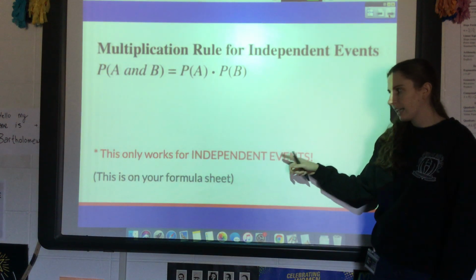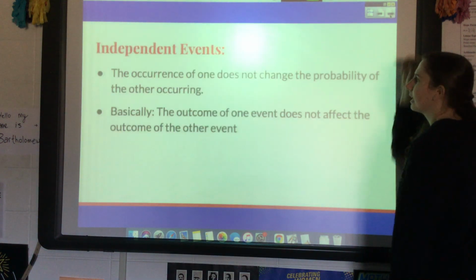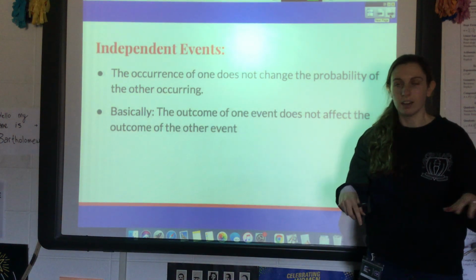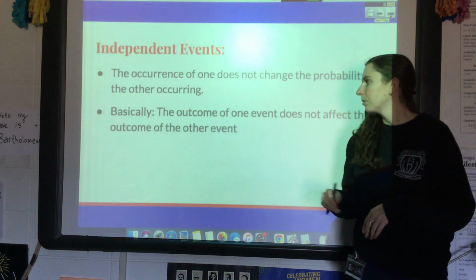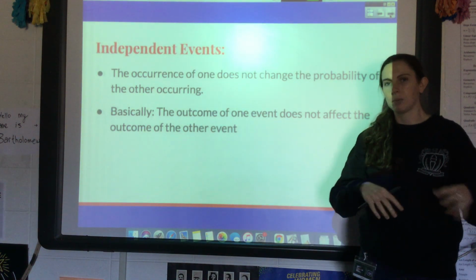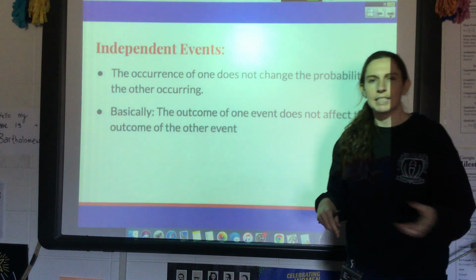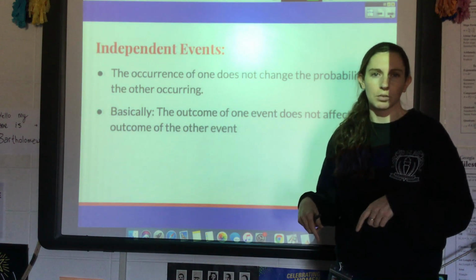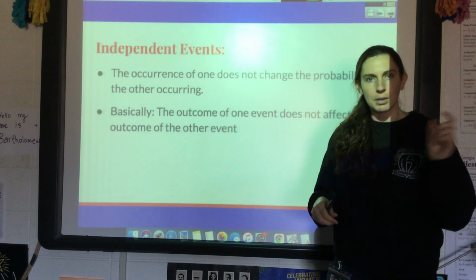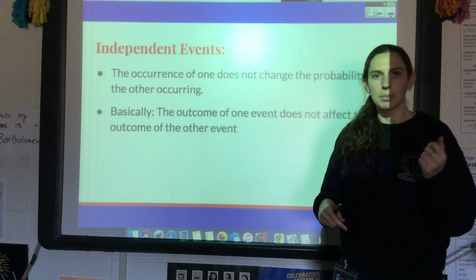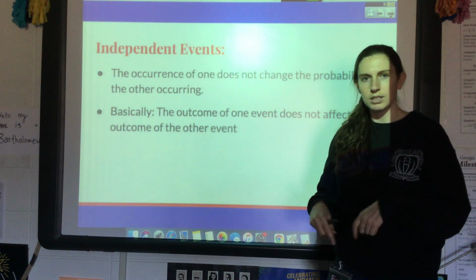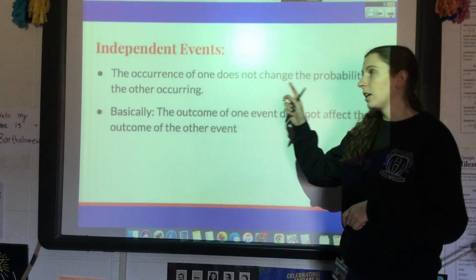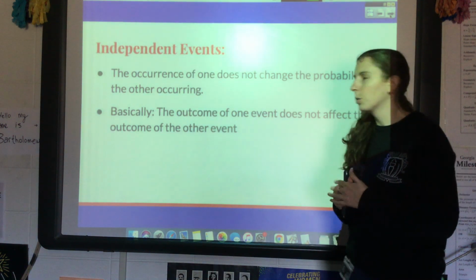This is on your formula sheet, and again, this only works for independent events. What I mean by independent events is the occurrence of one does not change the probability of the other. Basically, the outcome of one event doesn't affect the outcome of another event. Like rolling a die multiple times. Those are independent events because the first roll doesn't affect the second roll. Or drawing a name and then putting it back and mixing and then drawing another name. Those are independent because the first draw doesn't affect the second one. If I had kept the name out of the hat and not replaced it, then they would not be independent, they would be dependent. And we'll get more into that later.